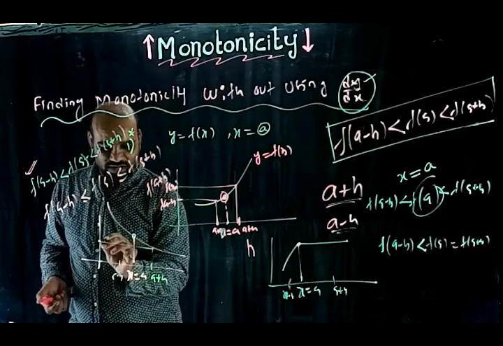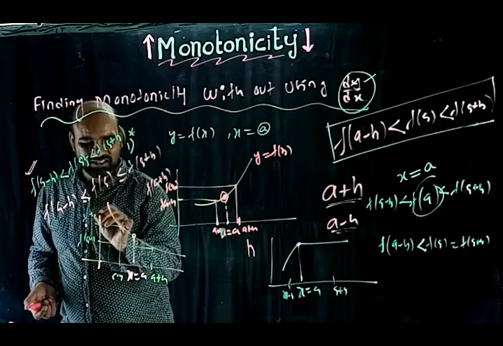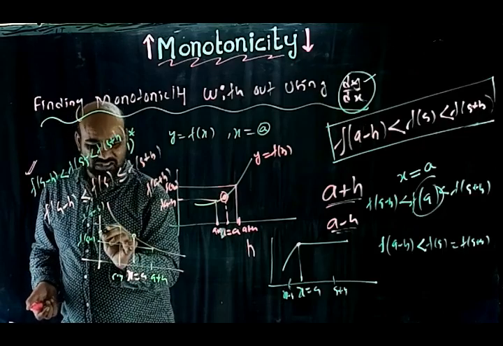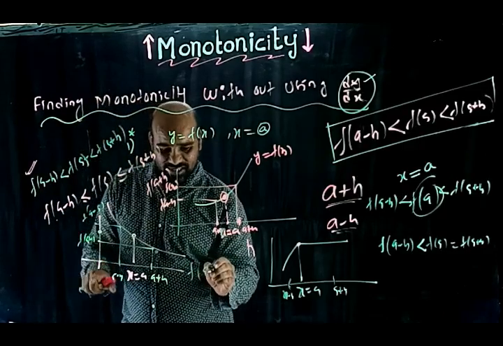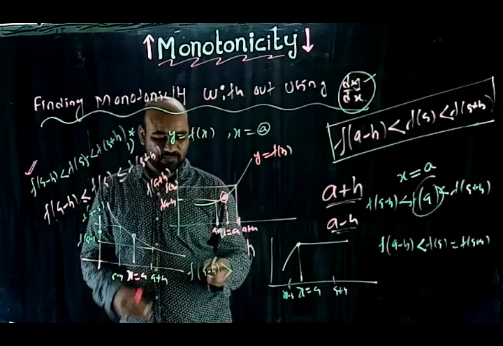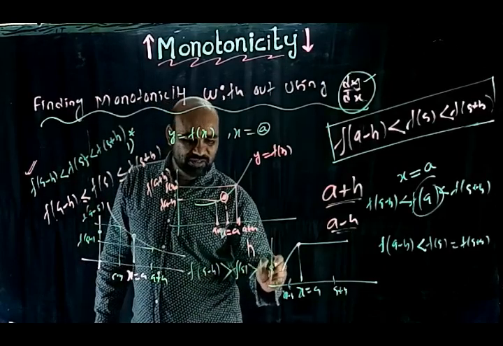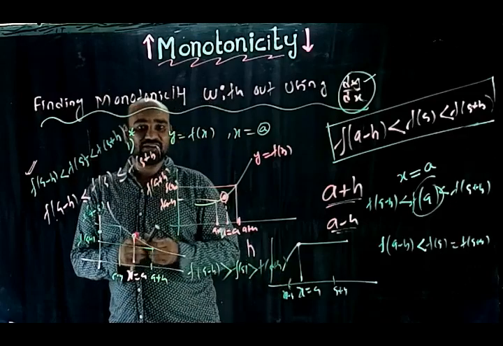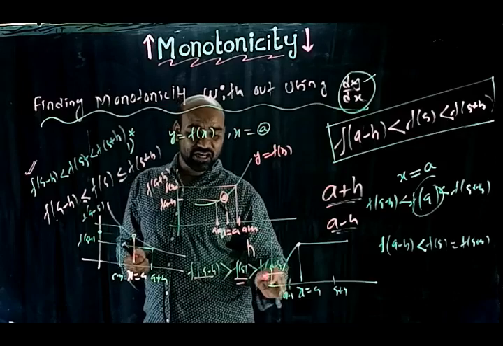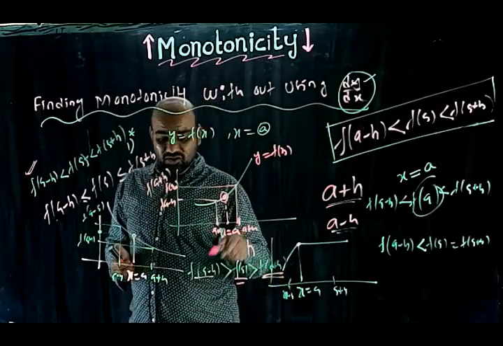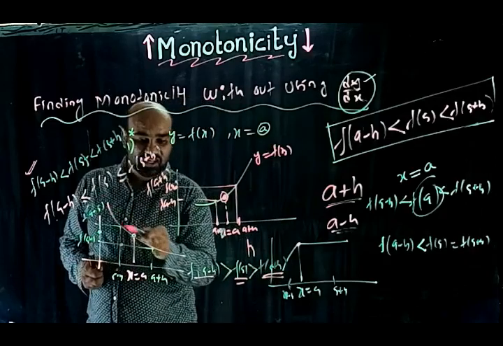The corresponding value f of a plus h is here. f of a minus h is here. So this is f of a. Observe this. What happened here? f of a minus h is greater than f of a is greater than f of a plus h. So in this case, we can conclude that at x equal to a, the function is strictly decreasing.